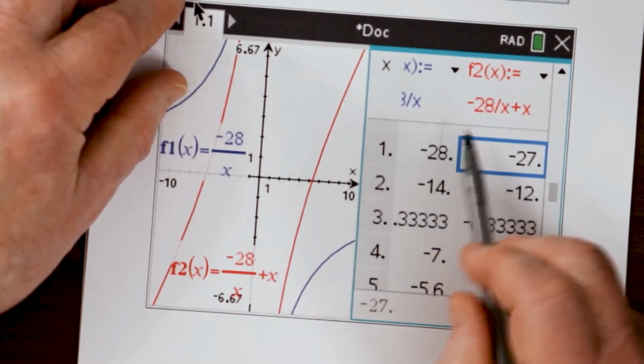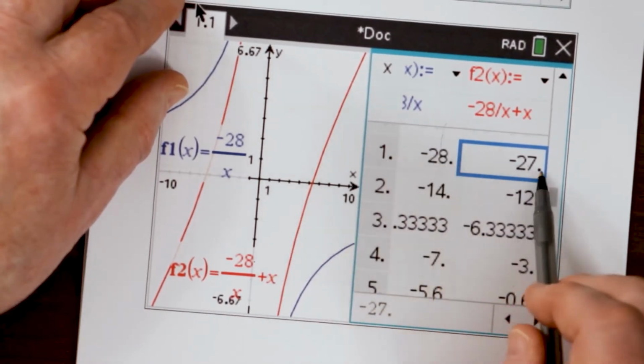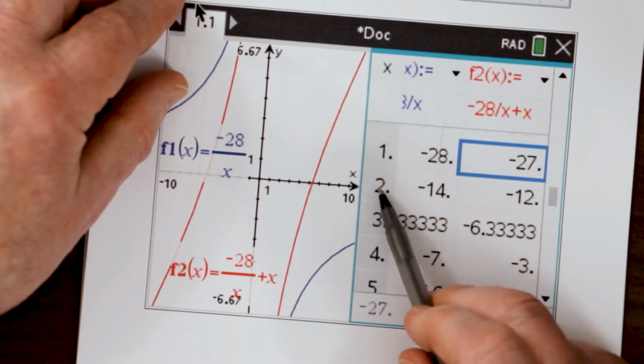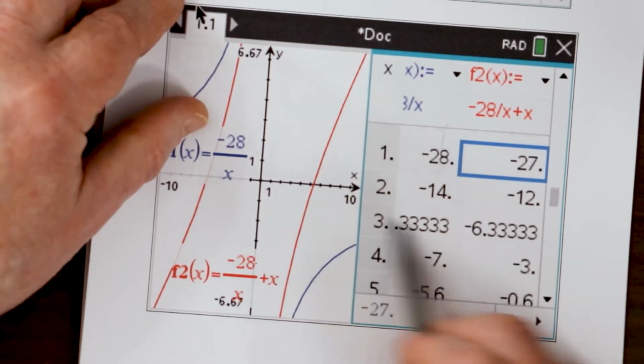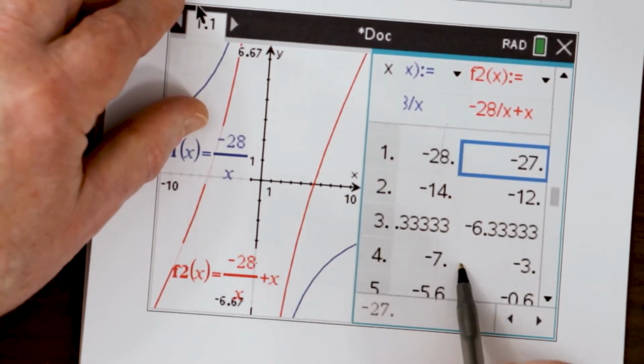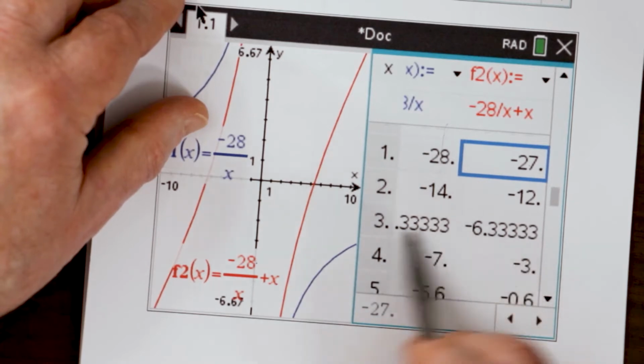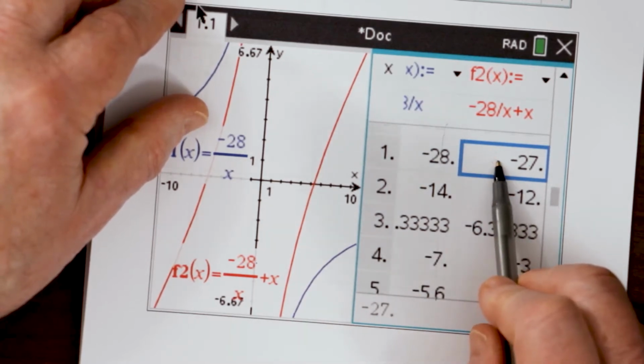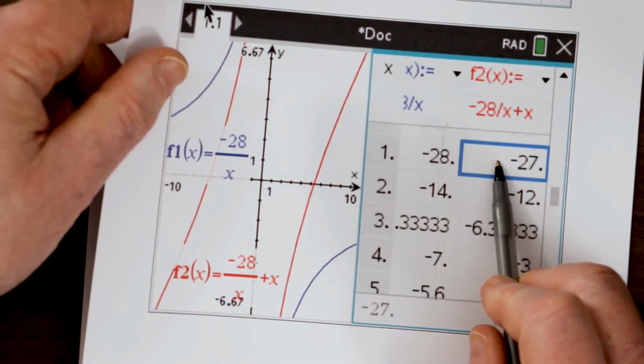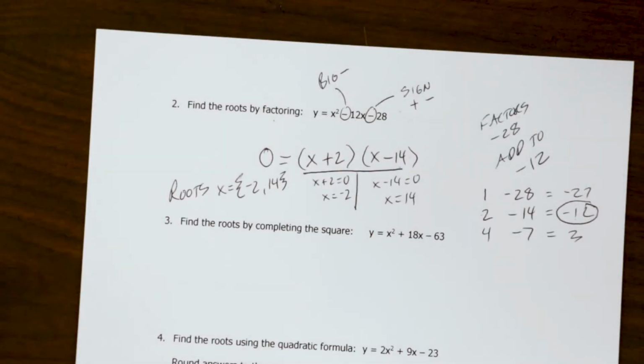So if you look at it, you can see that 1 and negative 28 gives me negative 27. 2 and negative 14 gives me the 12. That's the one that we decided to use. And there's my 4 and 7 for the negative 3. Okay, so that's a way to do it using your calculator. It makes it a little bit more foolproof. And you can also check your work in your calculator. I think I did that.